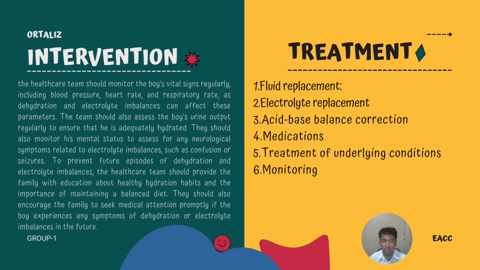Next, treatment of underlying conditions. The underlying condition causing the imbalance may need to be treated. For example, if the patient has kidney failure causing electrolyte imbalance, treatments may involve dialysis to remove the excess fluid and electrolytes. And lastly, monitoring. The patient's fluid, electrolyte, and acid-base imbalance status should be monitored closely to ensure that the treatment is effective and to adjust the treatment as necessary.